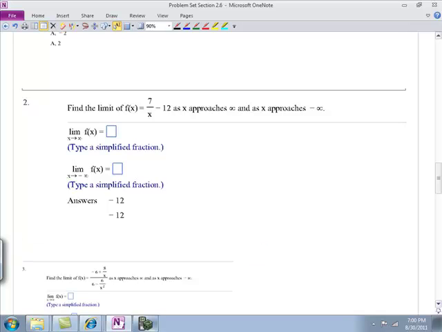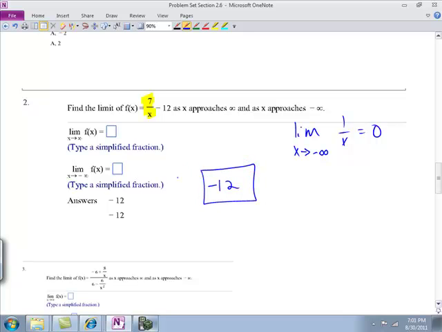Number 2. That was a long number 1. Find the limit of f of x equals 7 over x minus 12 as x approaches negative infinity. And so this is where we have to remember the limit as x approaches negative infinity of 1 over x equals 0. So what's our answer? Negative 12. Because the limit of that is going to be 0, and then you just have the negative 12. Okay, we good?